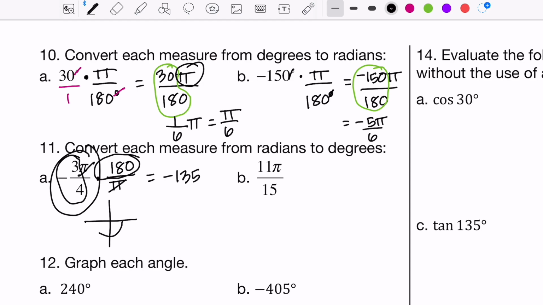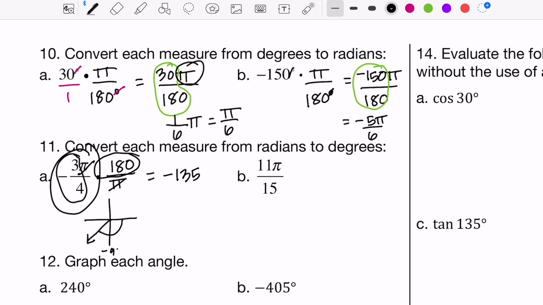If you're really good at graphing and you forget this ratio right here, then you can always just graph negative 3 pi over 4, and it ends up right there. And you could also notice that this is negative 90 and negative 180, and this is in the middle, so it's just another negative 45, and you could get the same answer if you forget those ratios.